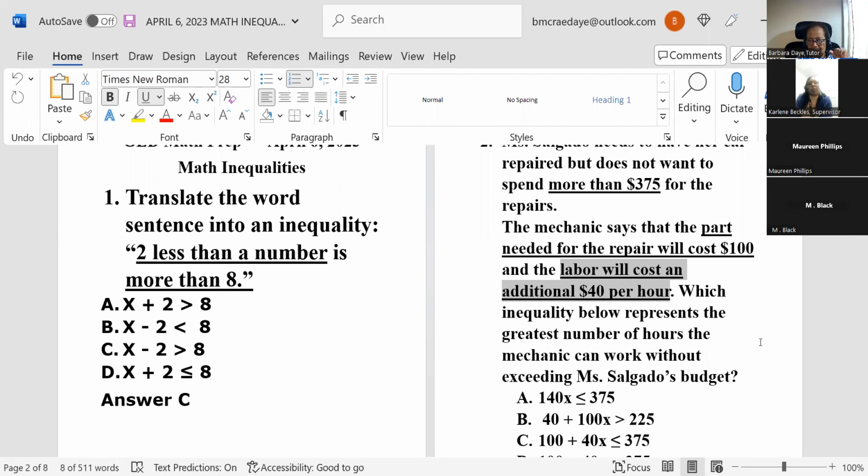The part needed for the repairs will cost $100. What is that? Labor will cost an additional $40. Maureen, hold up. What is that $100 for?